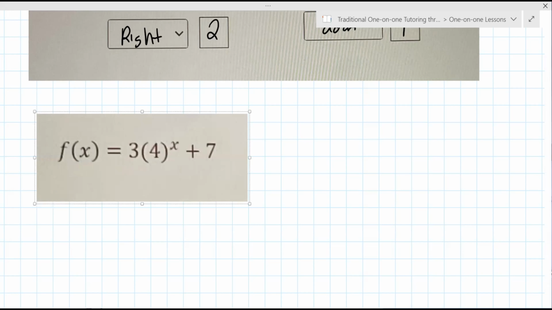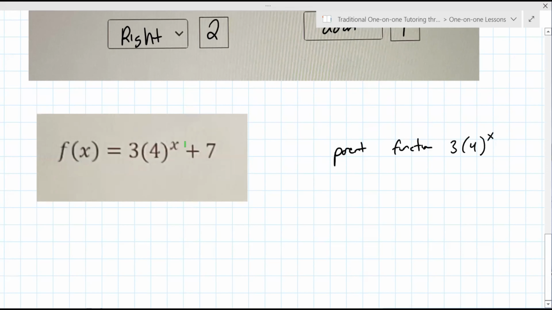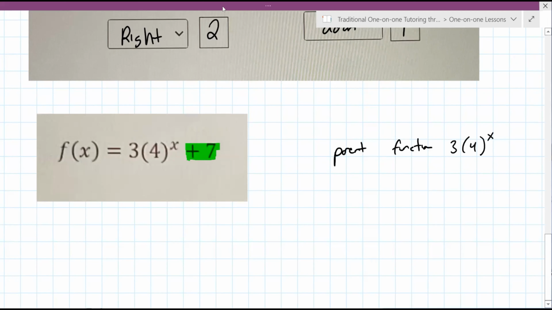Yeah, I'm ready. Cool. So this problem, the parent function, and it's always good to identify the parent function. The parent function is given. It says it's 3 times 4 to the x. So your attention should be to anything that isn't the 3 times 4 to the x, this plus 7. Okay. So notice this plus 7 is kind of off to the right.